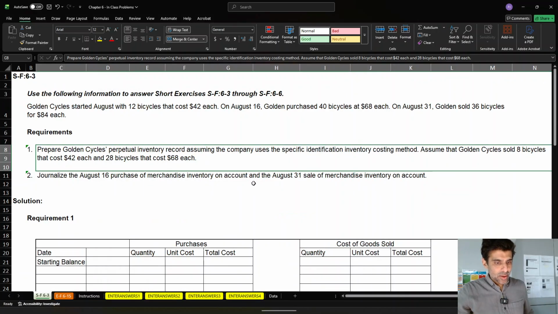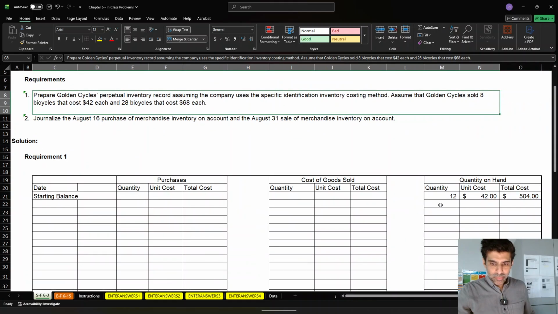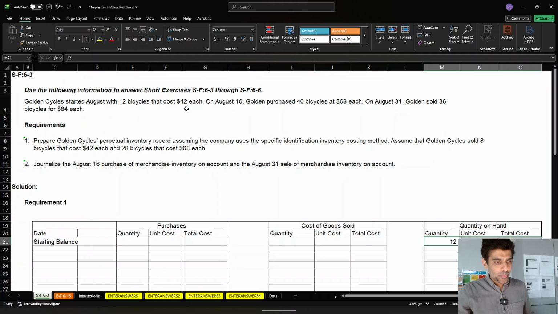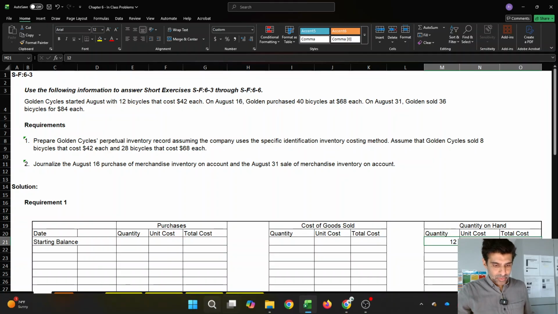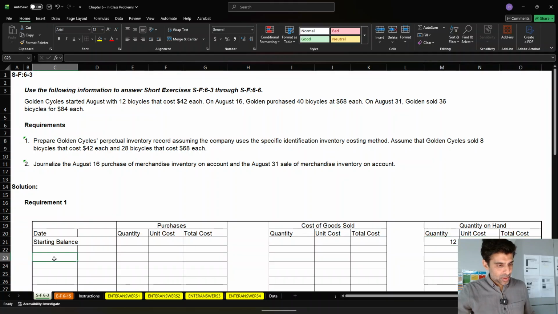So look, we have our starting balance already. We already entered this in. We have one purchase transaction. So we're going to do August 16th as the date of the transaction.